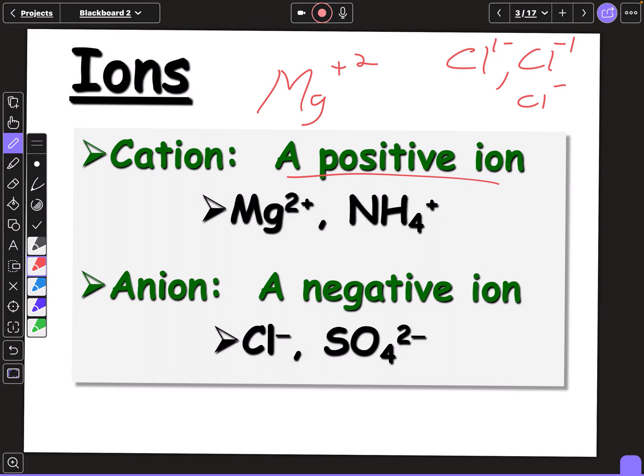Okay, these are what's called polyatomic ions, and we're going to talk about those later on. The anion's a negative ion. The chlorine, you could write as -1. This is a sulfate ion, and we're going to talk about those, like I said, in a couple of days.